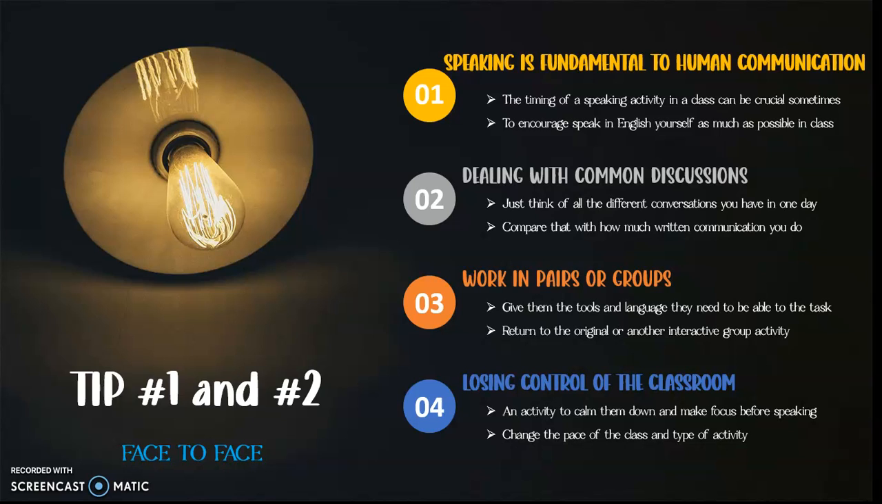Three, work in pairs or groups. Give them the tools and language they need to be able to do the task. Return to the original or another interactive group activity. Four, losing control of the classroom. Use an activity to calm them down and make them focus before speaking. Change the pace of the class and type of activity.